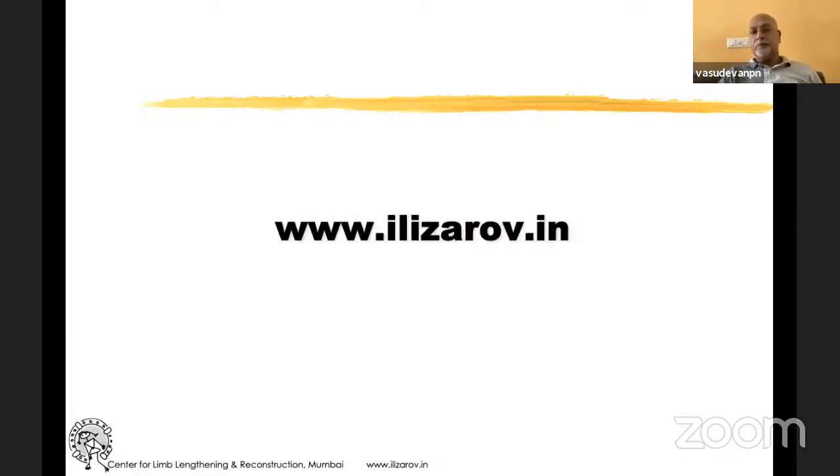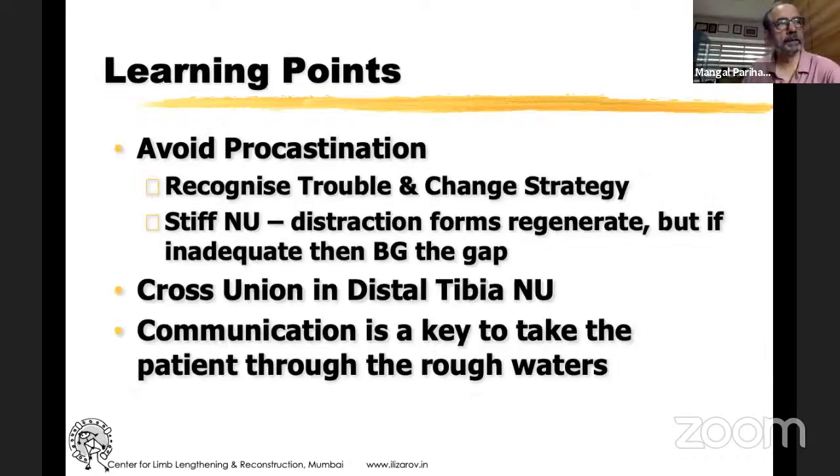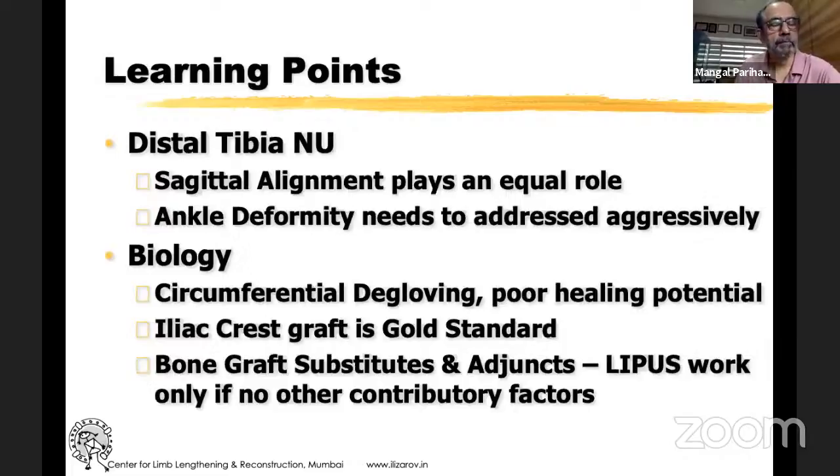Thank you. So this was more than a non-union that refused to unite. I think there were, as Divya pointed out in the end, a lot of learning points in terms of things that we could have done better and probably a little earlier.